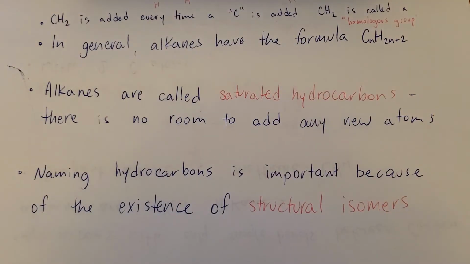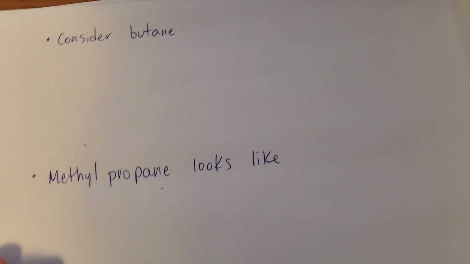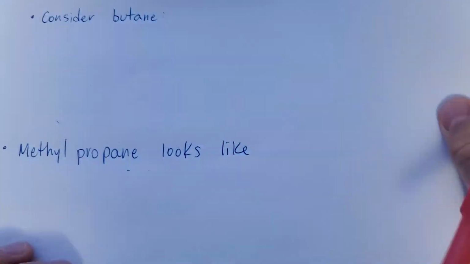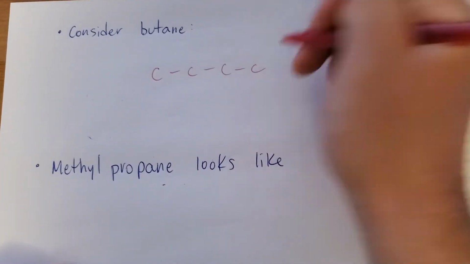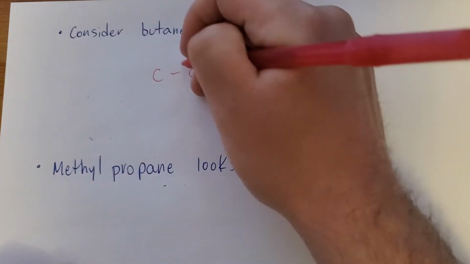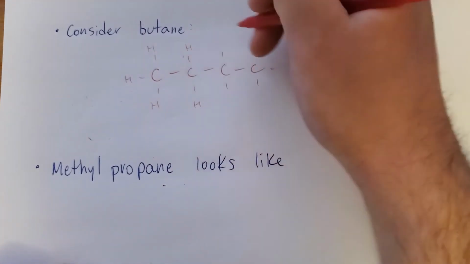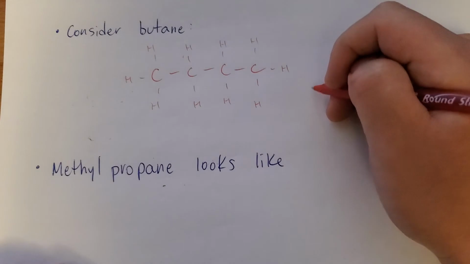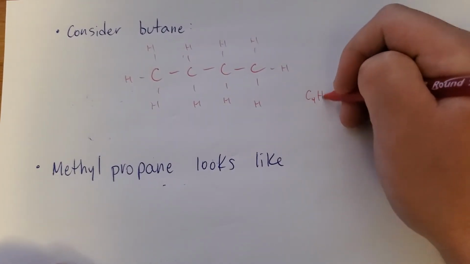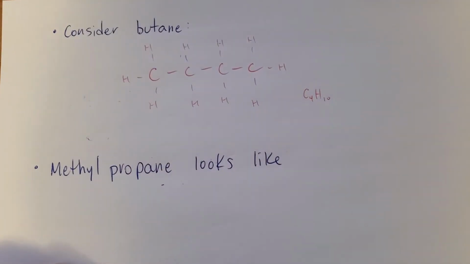All right, now let's get into naming these guys. It's important because of the existence of structural isomers. Okay, structural isomers. I'm going to show you right now what that means. So I want to start with butane. Butane means 4 carbons. I'll throw all the hydrogens in there. The formula for butane is C4H10. Okay, 4 carbons, 1, 2, 3, 4, 5, 6, 7, 8, 9, 10 hydrogens.